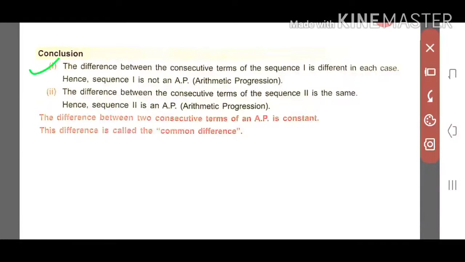The conclusion is that the difference between the consecutive terms of the first sequence is different in each case, hence the first sequence is not an AP. And in the second case, the difference between the consecutive terms of the second sequence is the same, hence the second sequence is an arithmetic progression. The difference between two consecutive terms of an AP is constant. The difference is called the common difference. So I hope you understand this.